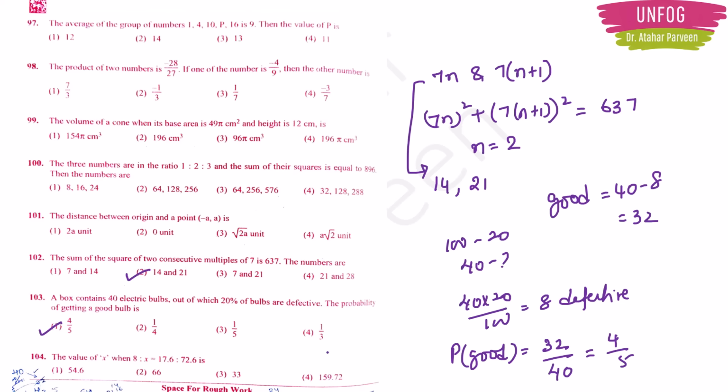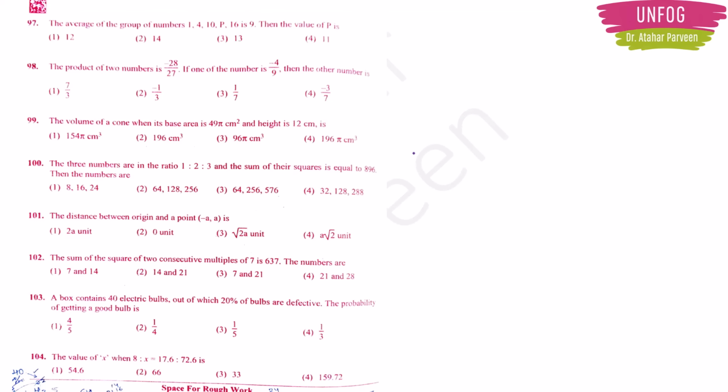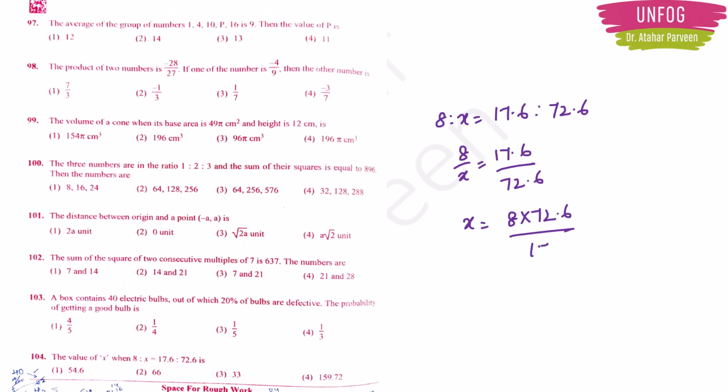Question number 104. The question is, the value of x when 8 is to x is equal to 17.6 is to 72.6. You should find out the x value here. So 8 by x is equal to 17.6 by 72.6. So your x is going to be equal to 8 into 72.6 by 17.6. If you remove the decimal points, it will become like this, right? So now you can cancel with 2.